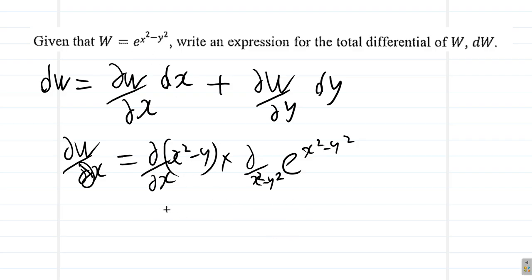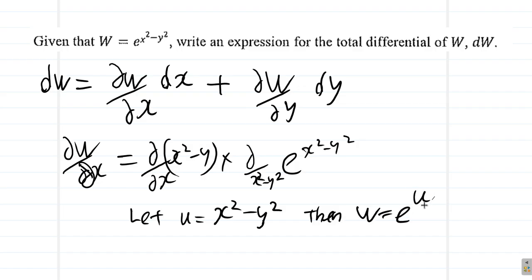Now, you would have been doing it this way before. So let's look at it like this. I'm not going to erase this part yet. Let u be equal to x squared minus y squared. That's what I wanted to write. Alright. If that is so, then W is equal to e to the u. You see that? So you have e to the u for W now.